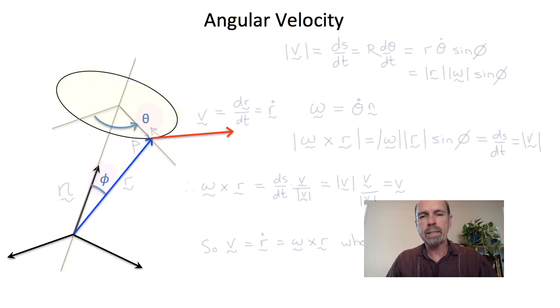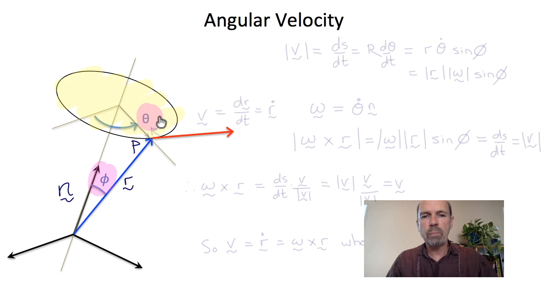Welcome back. Next we'll consider angular velocity and angular acceleration in some more detail. So let's consider the rotation of a rigid body about an axis defined by the unit normal vector n, which is normal to the plane of rotation of point P. Point P has position vector r, and r makes an angle phi to n.